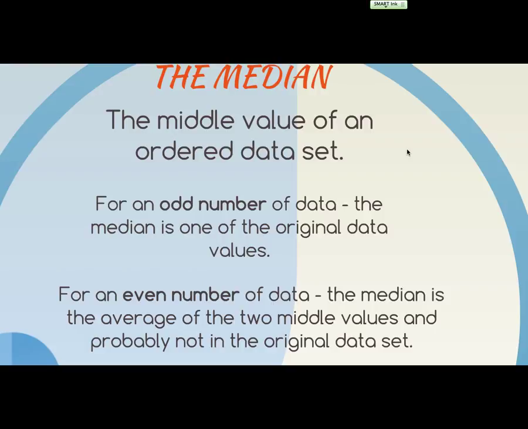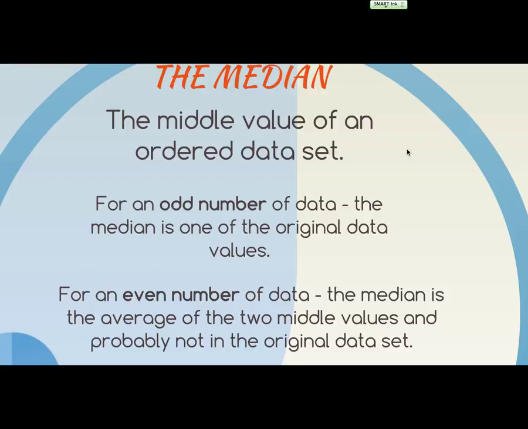In the past, you guys remember we line them all up in order, so it has to be ordered from least to greatest. If you have an odd number, an odd amount of values, then the median is one of the original values. Because if we have an odd number, we cross them out until you get to the middle. So if you have an odd number, there's just one number in the middle.